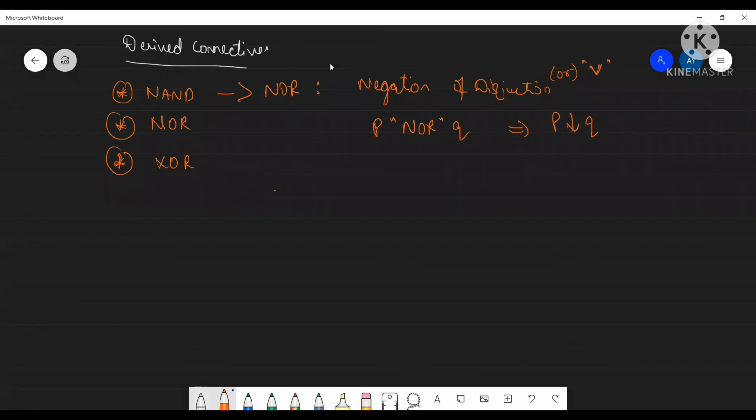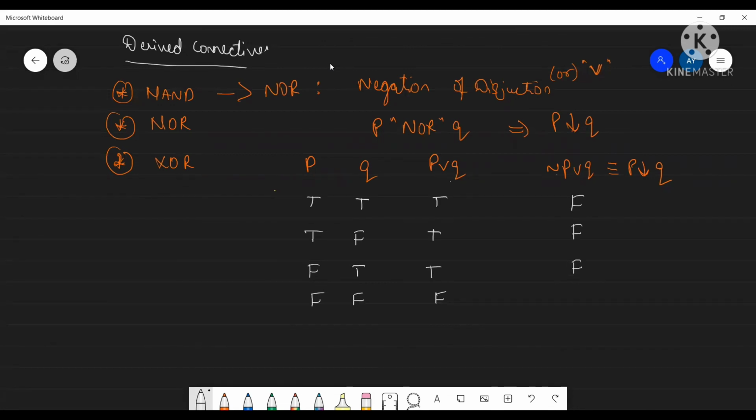Now let's look into the truth table. You'll have P, Q, P or Q. Negation of P or Q is equivalent to P down arrow Q. So what will be the table? True, true, true, false, false, true, false, false. So what is the OR condition? If you have both false, it is false; otherwise the entire element is true. So the negation of P or Q is false, true, true, true negated: false, false, false, true.